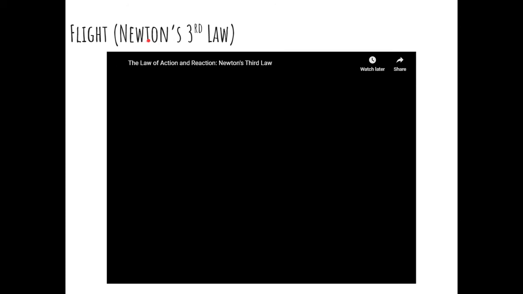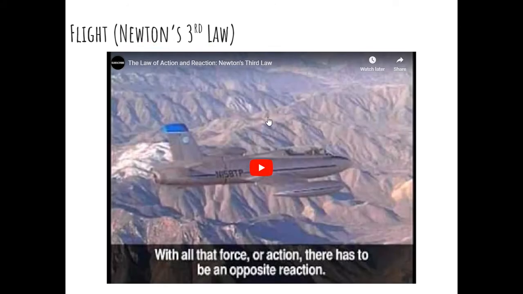Here's one about flight and Newton's third law, talking about lift, balancing weight, and thrust versus drag, and also about how air comes into the fuselage, gets heated up extremely hot, and is shot out the back. And when it comes out the back really fast, it pushes forward on the plane, giving it its thrust.